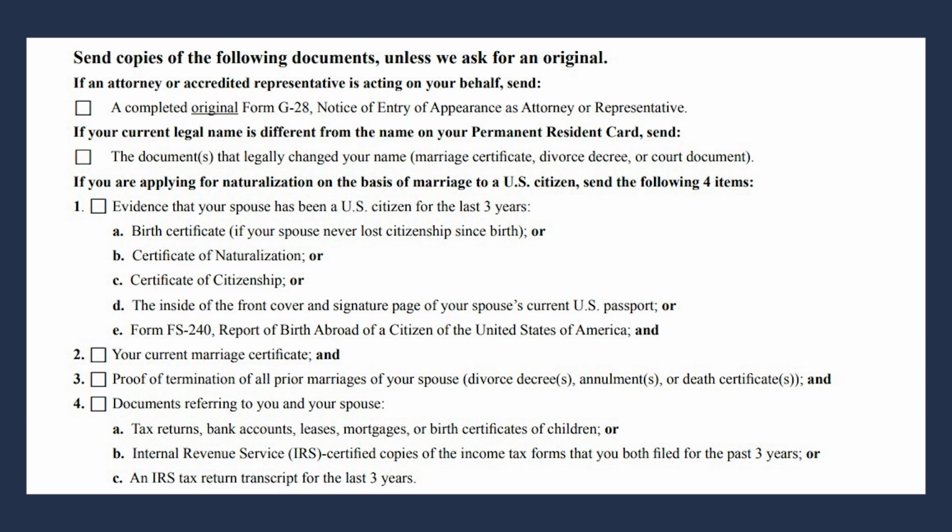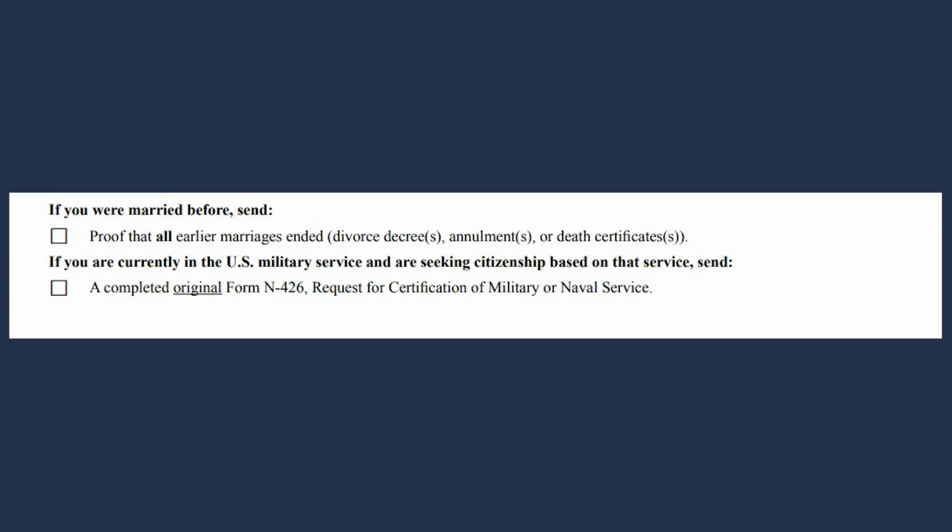4. Documents referring to you and your spouse, such as tax returns, bank accounts, leases, mortgages, or birth certificates of children, or Internal Revenue Service, IRS, certified copies of the income tax forms that you both filed for the past 3 years, or an IRS tax return transcript for the last 3 years. If you were married before, send proof that all earlier marriages ended, such as divorce decrees, annulments, or death certificates.